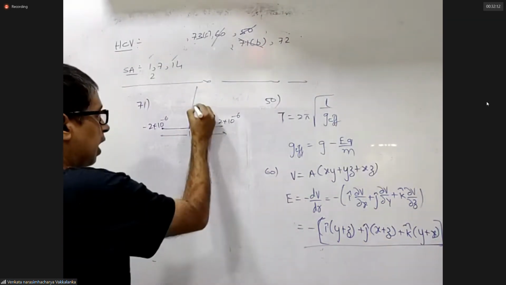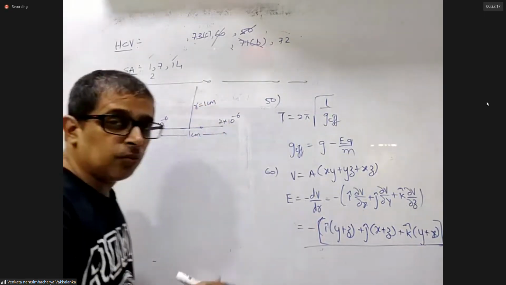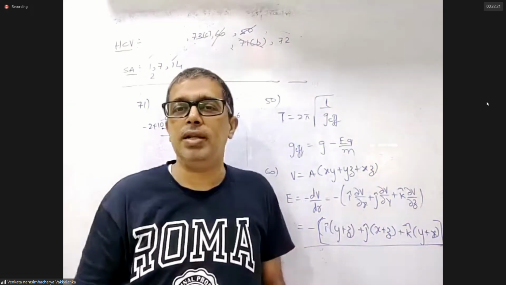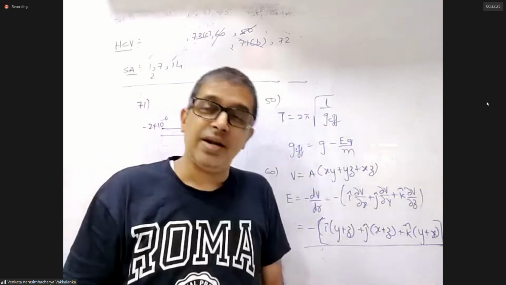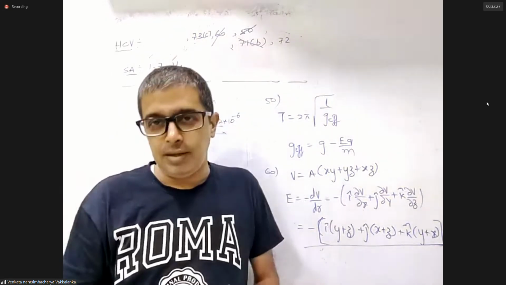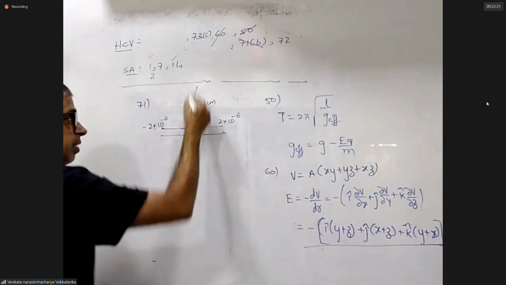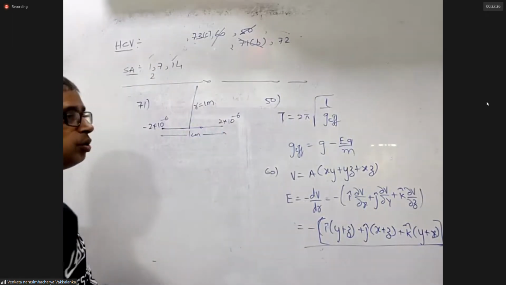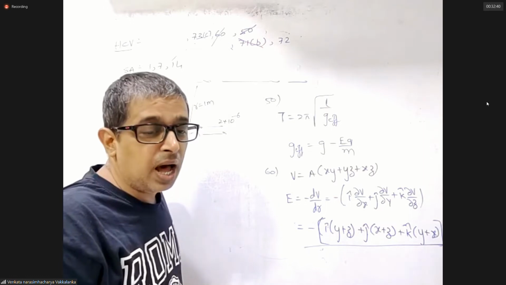Now, if this r is 1 centimeter, then the formula for potential that we derived will not be applicable. Why? r is not much greater than the dipole length. r should be much greater than the dipole length. If you give 1 meter, I will be able to use the formula p cos theta by 4 pi epsilon naught r cube.